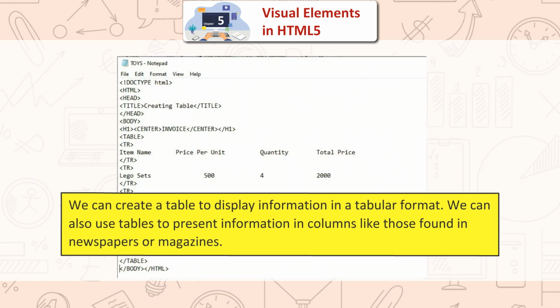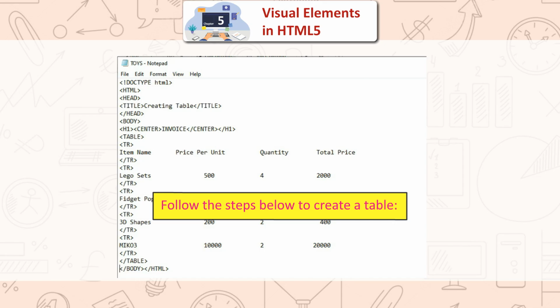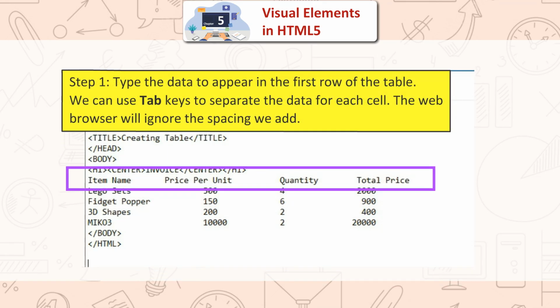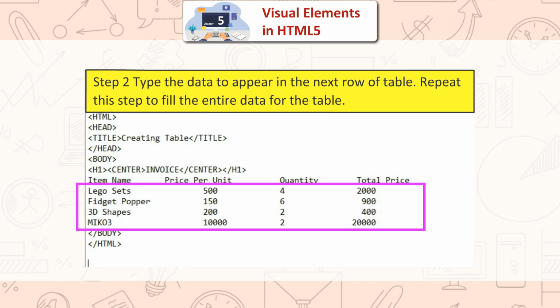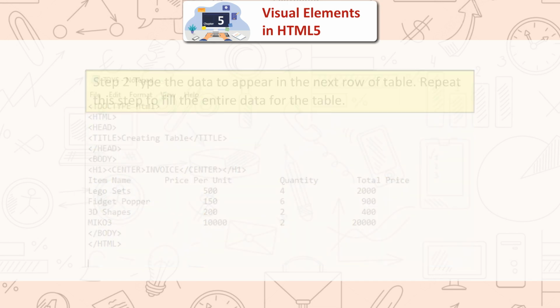Creating a table. We can create a table to display information in a tabular format. We can also use tables to present information in columns like those found in newspapers or magazines. Follow the steps below to create a table. Step 1. Type the data to appear in the first row of the table. We can use tab keys to separate the data for each cell. The web browser will ignore the spacing we add. Step 2. Type the data to appear in the next row of the table. Repeat this step to fill in the entire data for the table.